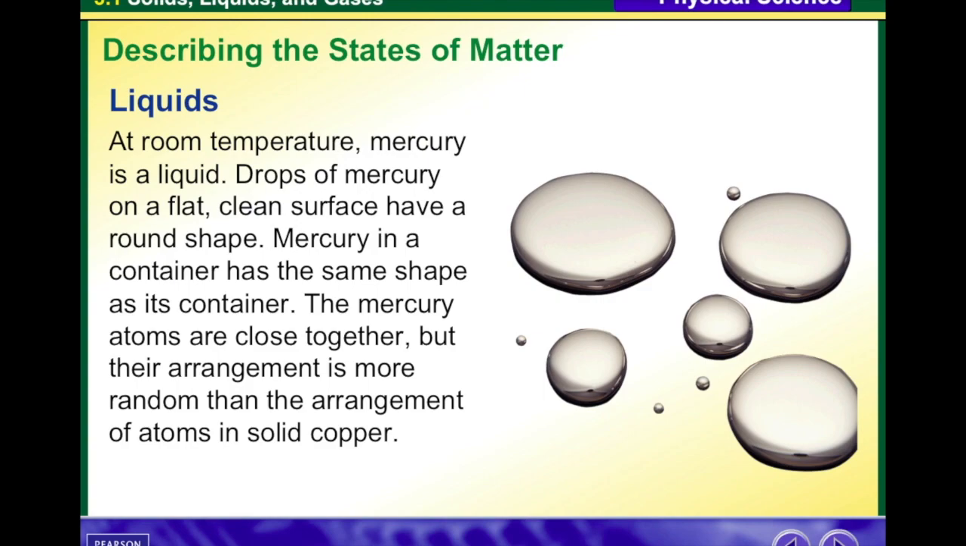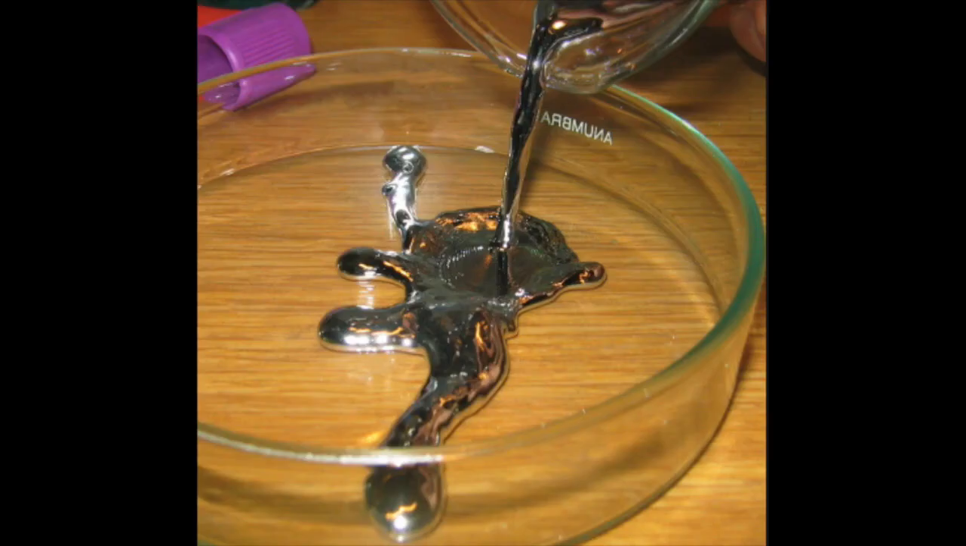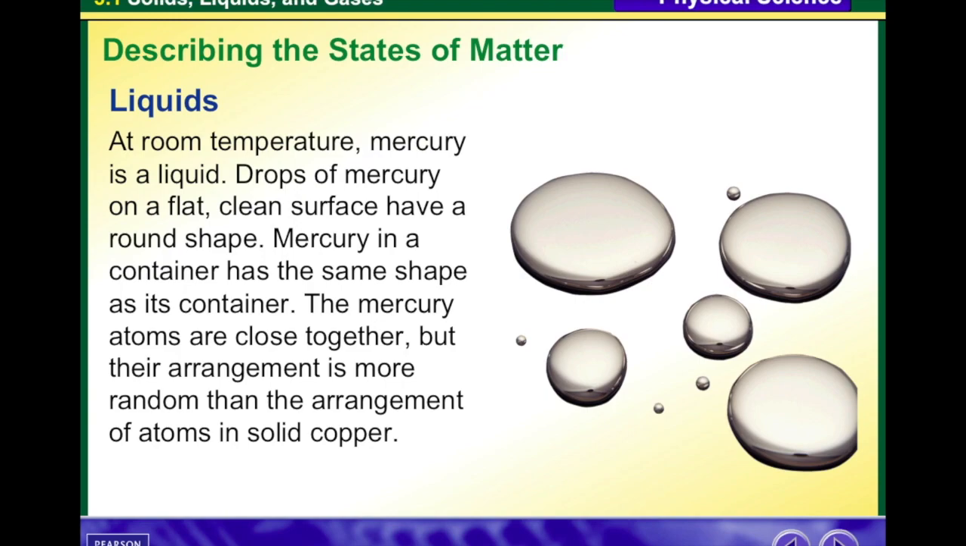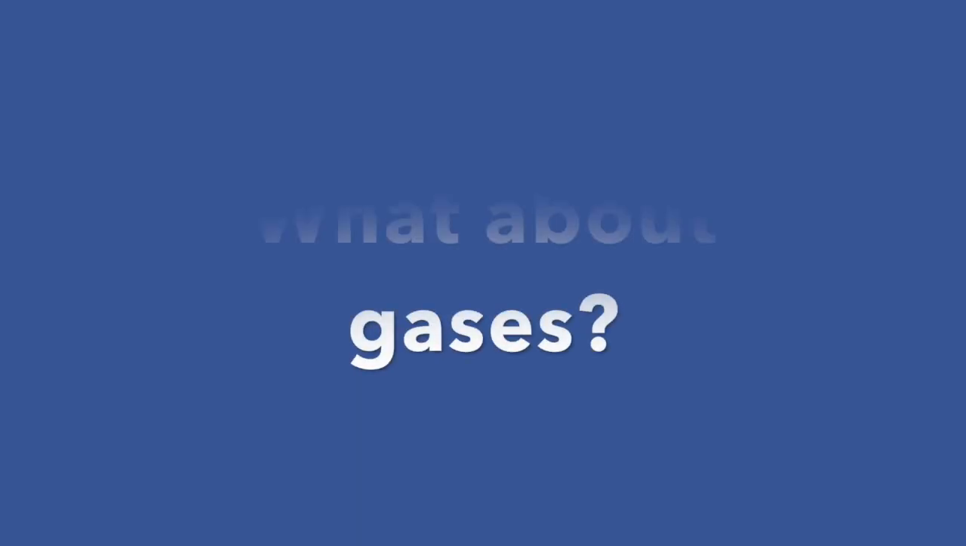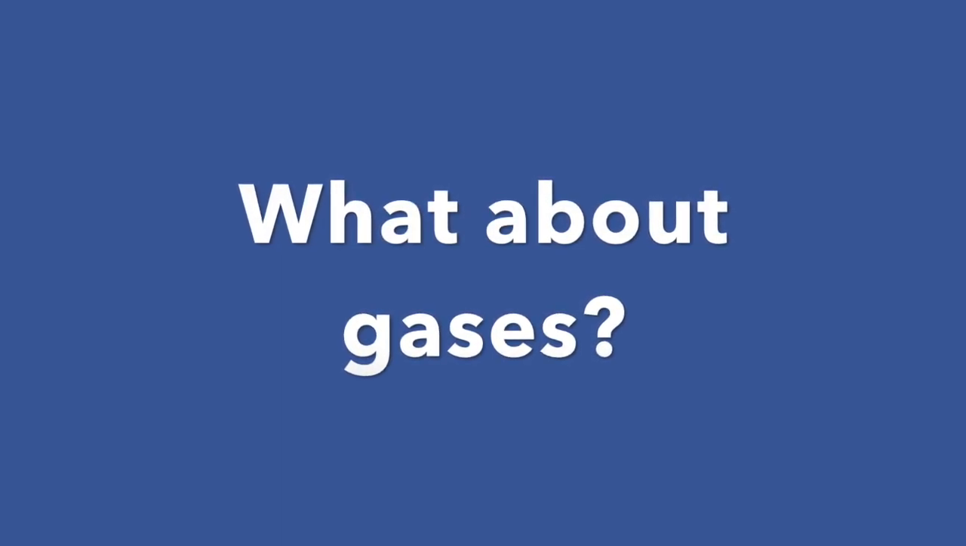Mercury is a liquid, so in a container, it has the shape the same as the container. Mercury atoms are close together in a liquid form, but their arrangement is more random than a solid form. So if we were to look closely at the atoms, they are packed closely together, but there is no orderly way that they are arranged. They're just swimming around.